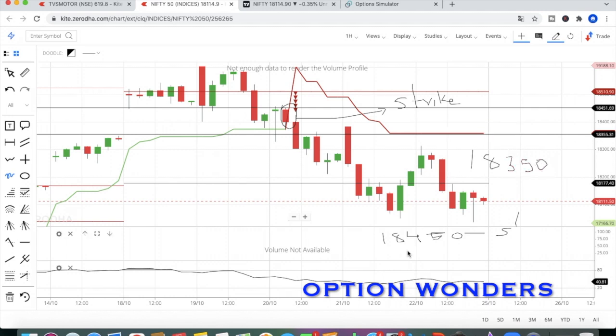Now let's assume the 18,450 strike price premium is 75. Now what do you have to do? You have to put a stop loss for this. From the spot price it takes 100 points to come to 18,450. Now what is the delta? What will be the delta of 18,350? The delta of 18,350 will be 0.5, right?